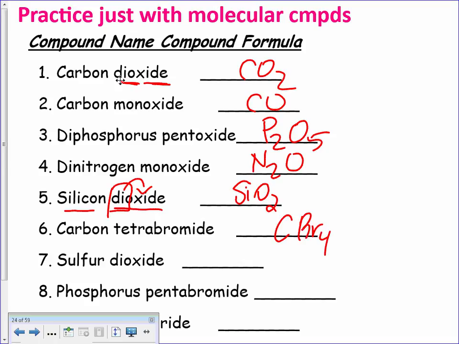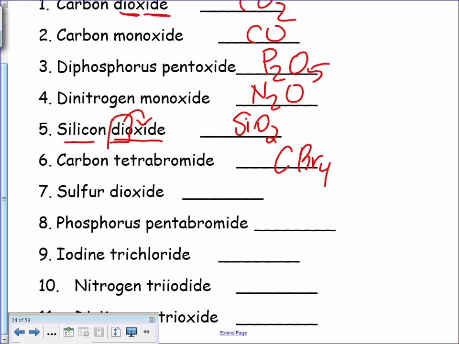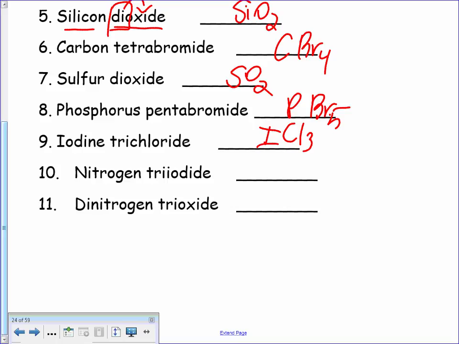CO2. Next. SO2. Phosphorus pentabromide. PBr5. Penta is 5, right? Iodine trichloride. ICl3. Nitrogen triiodide. NI3. Dinitrogen trioxide.